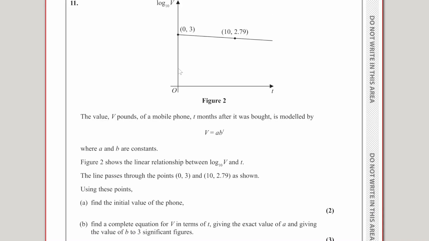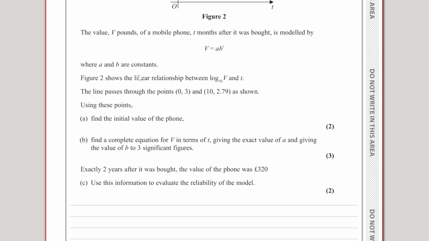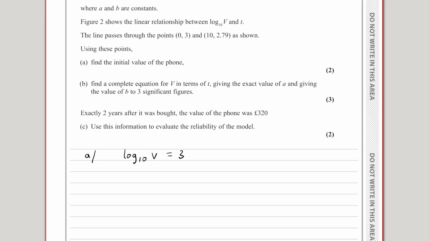So the initial value of the phone is when t equals 0. So it's (0, 3), but this is log 10v. So log 10v equals 3. So we can take it out of log form. So v is our answer, and that's 10 cubed, which is 1,000. So the initial value of the phone is £1,000.